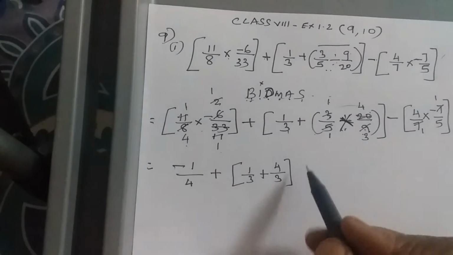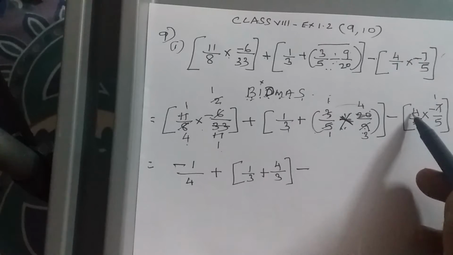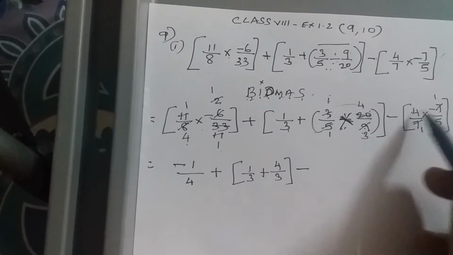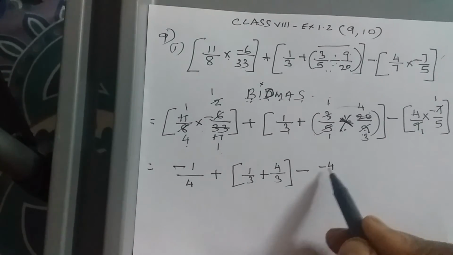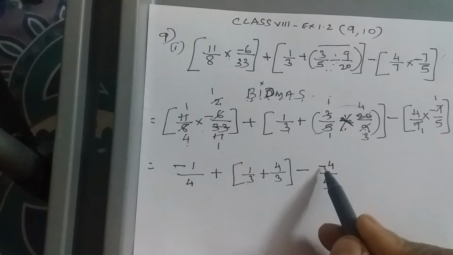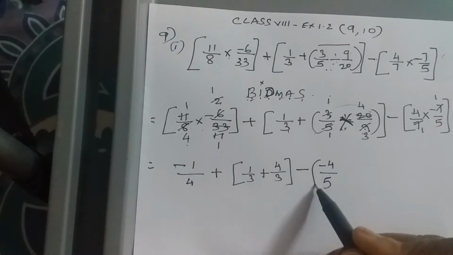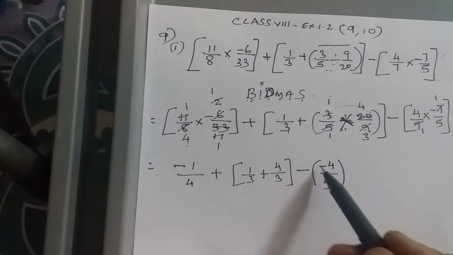rational numbers. Minus, what do we have here? 4 plus, and here 4 is plus, 7 is minus. Plus into minus is minus. Numerator 4 ones are 4 by 5 ones are 5. And here we are having two negative signs together. So whenever you get two negative signs, to make it clear, put a bracket. And the next step, we will remove this bracket.